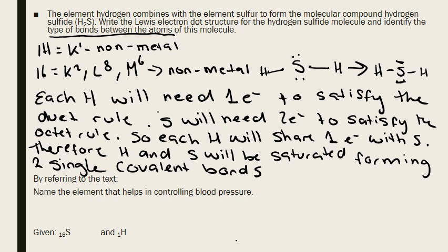By referring to the text, name the element that helps in controlling blood pressure. So if you read the text, you will see it is potassium.